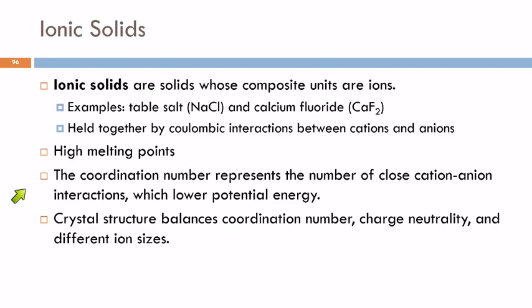The coordination number, remember that's how many other ions an ion is directly touching, represents the number of close cation-anion interactions. Those close cation-anion interactions lower the potential energy. And so there's a bunch of different factors that together decide what sort of packing structure an ionic solid is going to have. We've got balancing of coordination number. You have to have charge neutrality, and then you have different ion sizes, and so that complicates things as well.